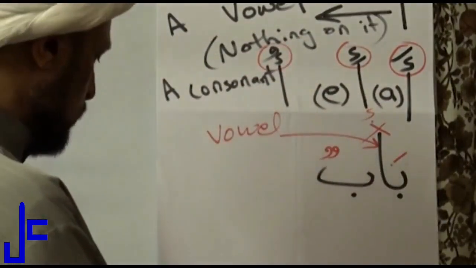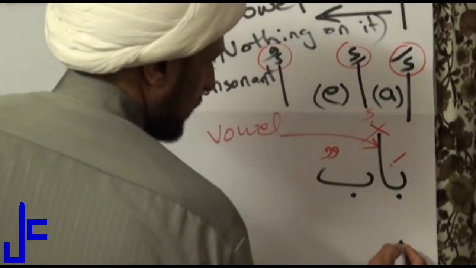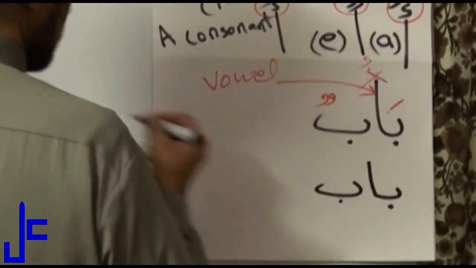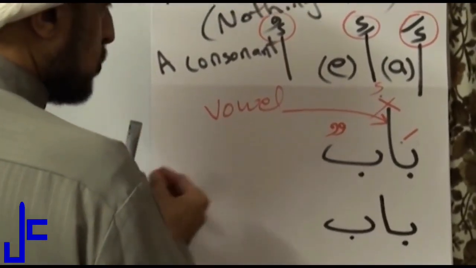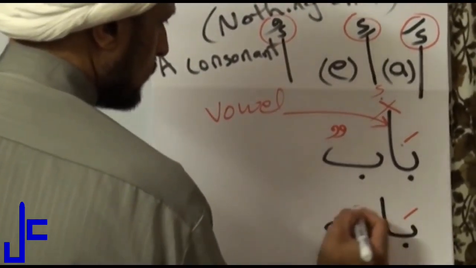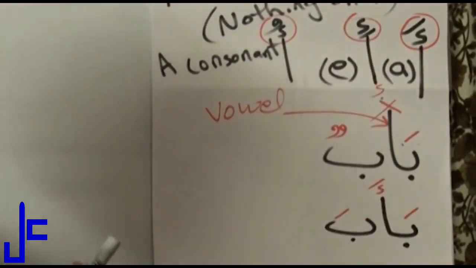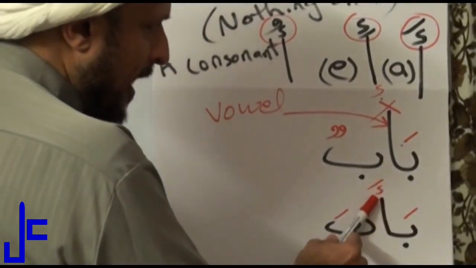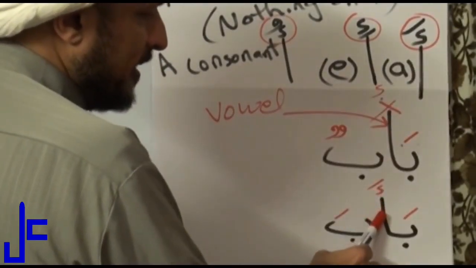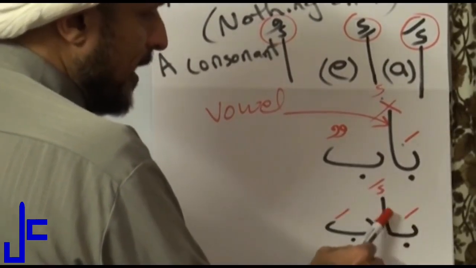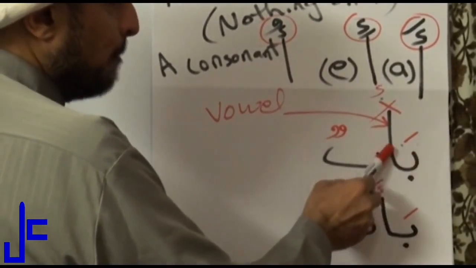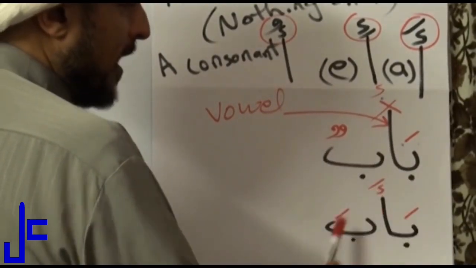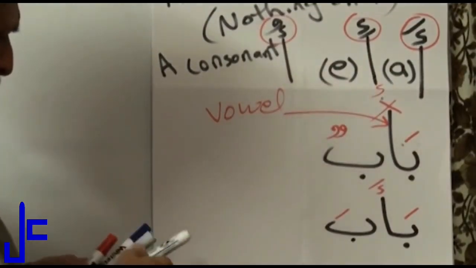However, let's look at this one. There's a hamza now. So now this is ba'a. Remember, it's a consonant now. It's not a long vowel. This one is bab, there's nothing on it. This one has hamza on it. Ba'a. Let's try to put a kasra and see how it comes out.